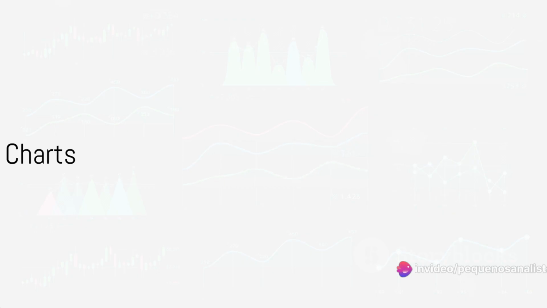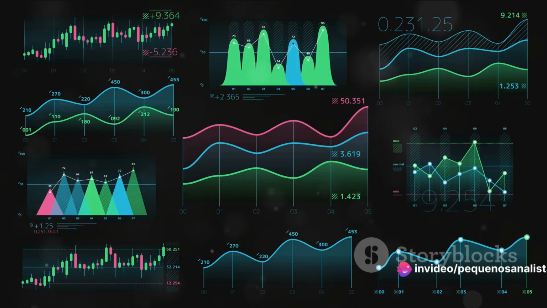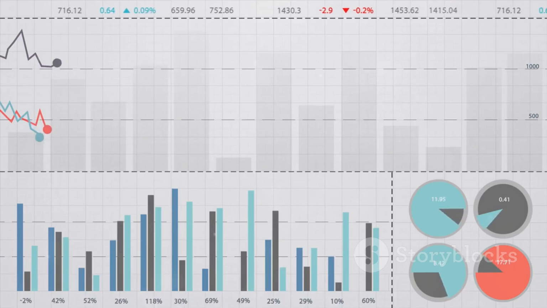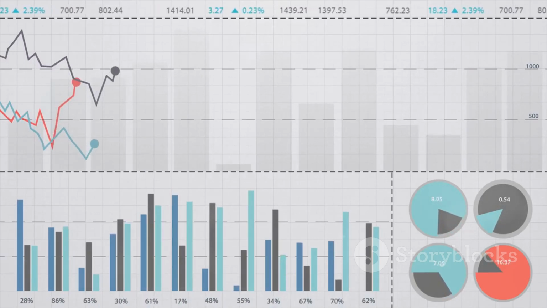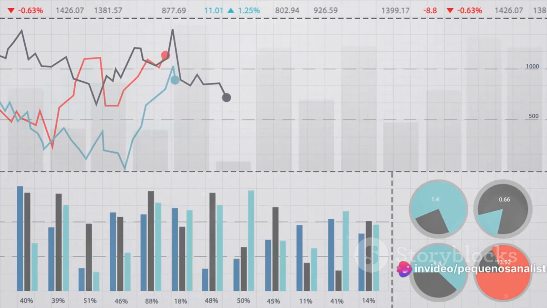Let's start with comparison charts. These are perfect for examining differences and similarities. Bar charts are straightforward and effective for categorical data. They use horizontal bars to compare quantities across different categories, ideal for viewing performance across different groups.